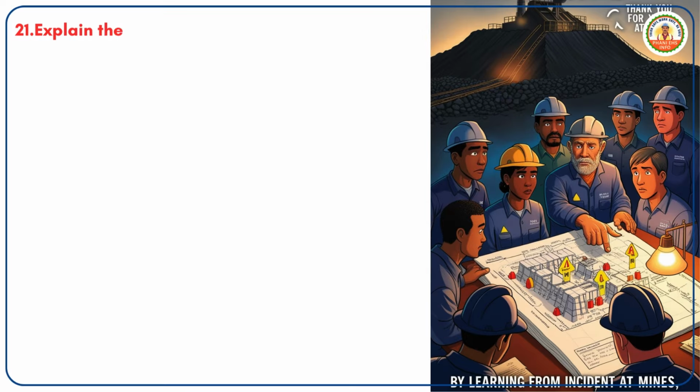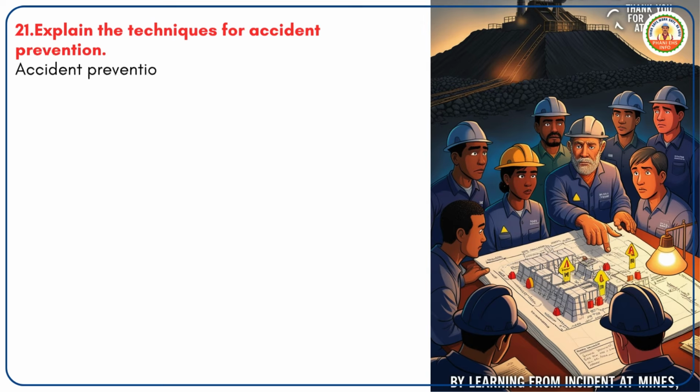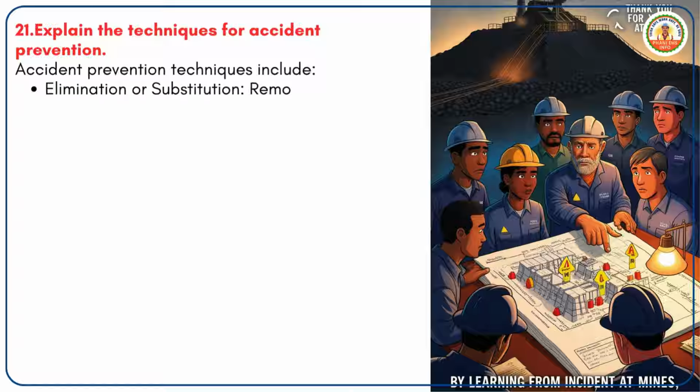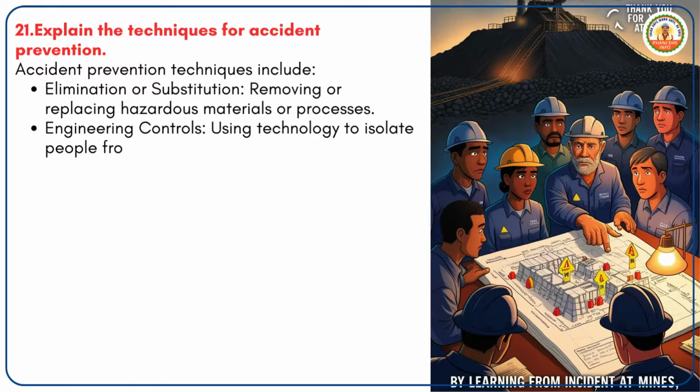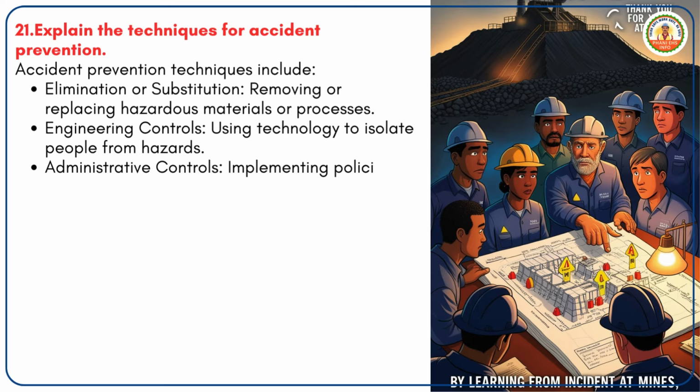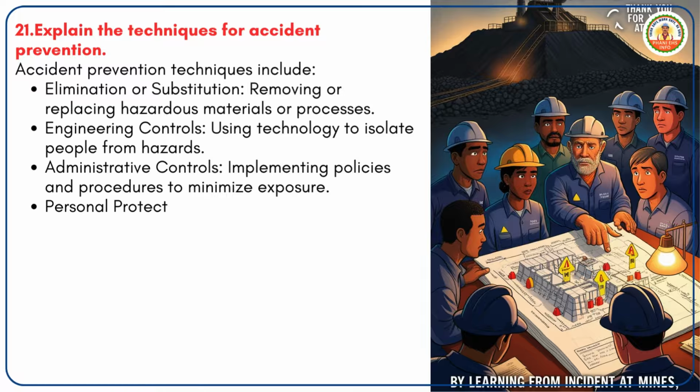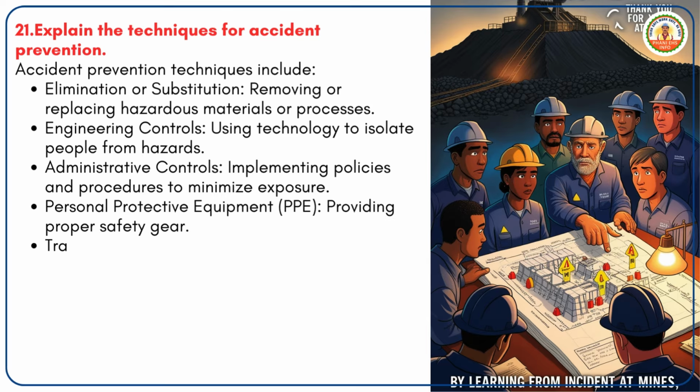21. Explain the techniques for accident prevention. Accident prevention techniques include elimination or substitution, removing or replacing hazardous materials or processes. Engineering controls, using technology to isolate people from hazards. Administrative controls, implementing policies and procedures to minimize exposure. Personal protective equipment, PPE, providing proper safety gear.